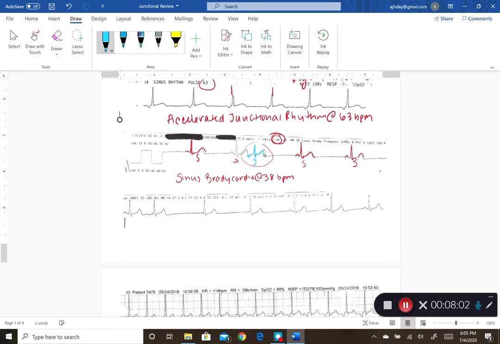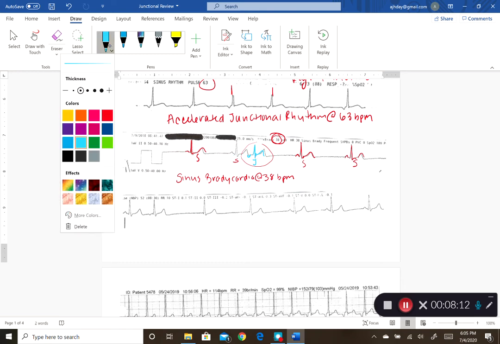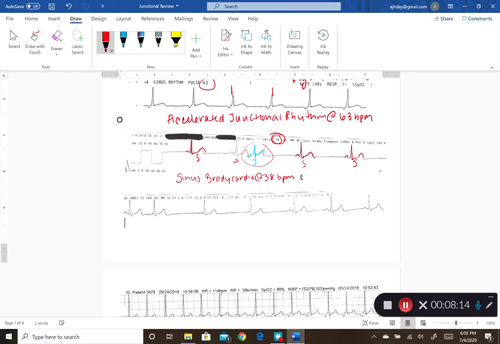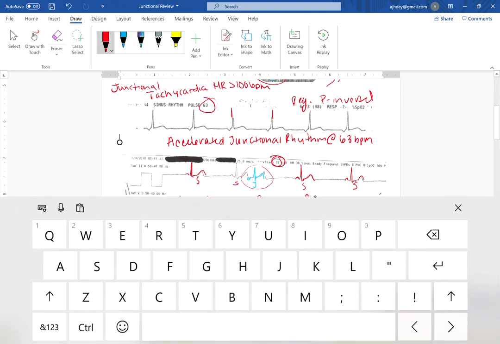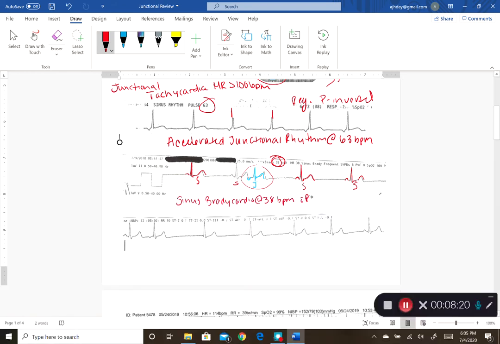And my ST segment's normal, my T wave looks normal. But it is junctional, and the beat does seem to come early in the progression. So this is going to be a premature junctional contraction, so right, a PJC. So I have a sinus bradycardic rhythm at 38 beats per minute with a premature junctional contraction, and that is that beat right there.